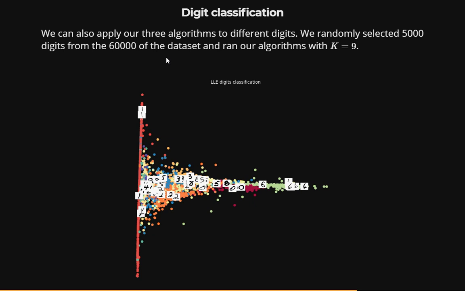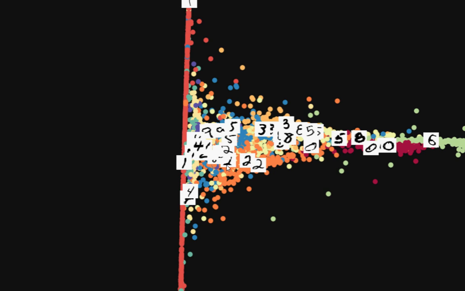This is LLE, digit classification. You have your spike of 1s, and then everything else is distributed around. The 6s are at the end, there is a group of 0s here, there are 2s here, and you cannot really see much else because it's all smashed up in here. Maybe the 3s here, but not really.